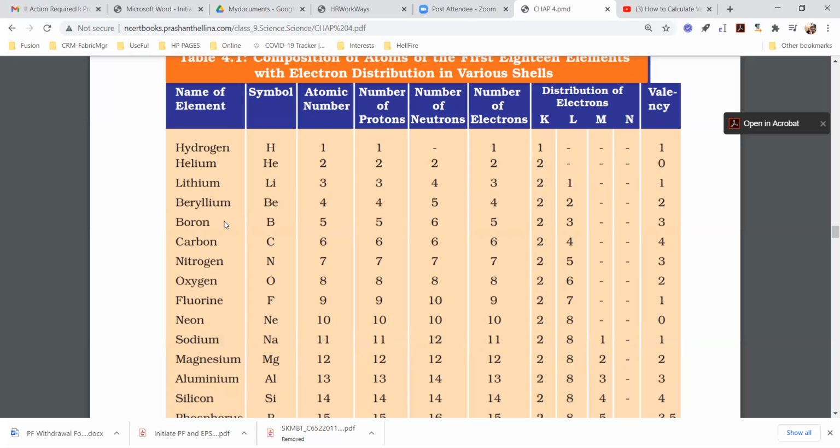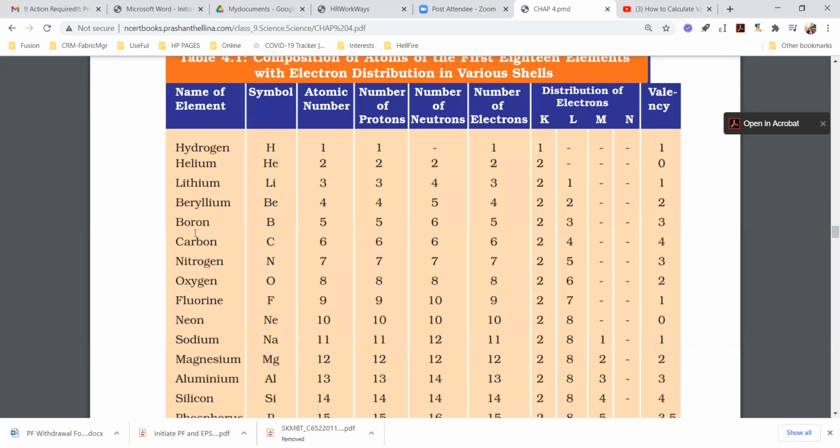Observe the fourth one, beryllium. The atomic number of beryllium is 4. So K shell 2 electrons, L shell 2 electrons. But we know the maximum capacity of L is 8. 8 minus 2, it is 6. Beryllium has to take 6 electrons. It requires more energy. Therefore, it leaves 2 electrons. Instead of taking 6 electrons, it donates 2 electrons. Therefore, the valency is 2.